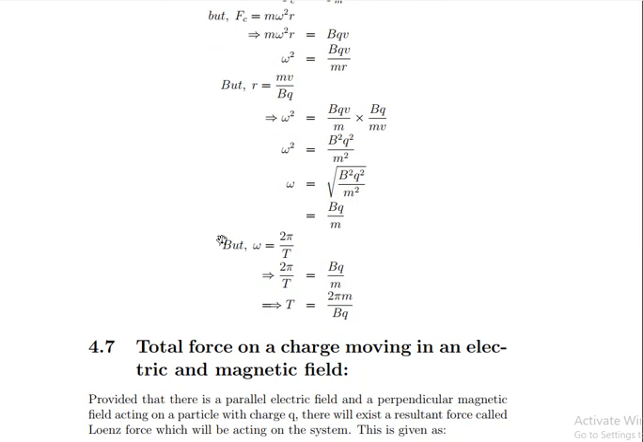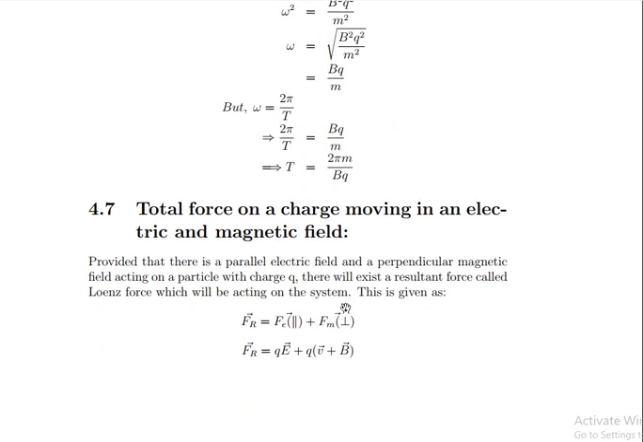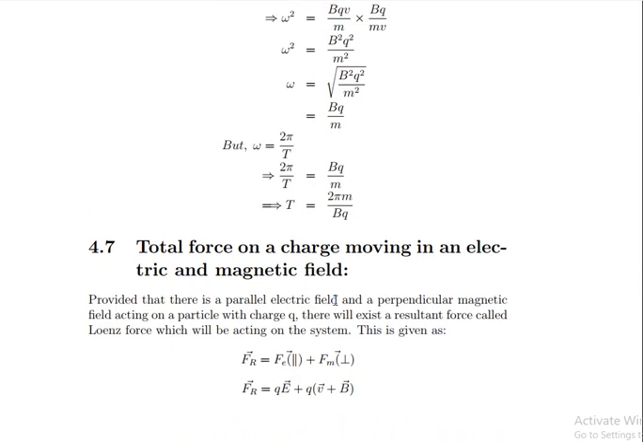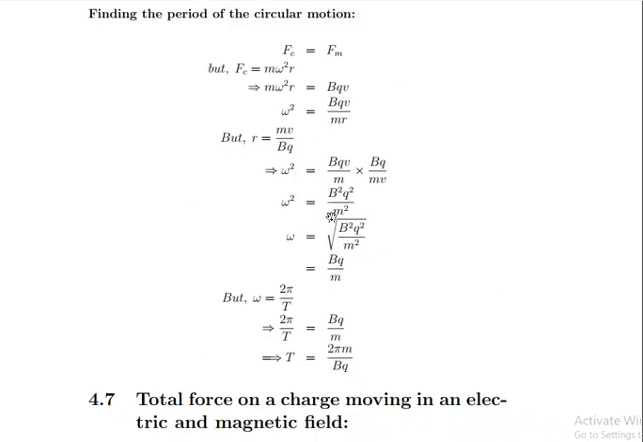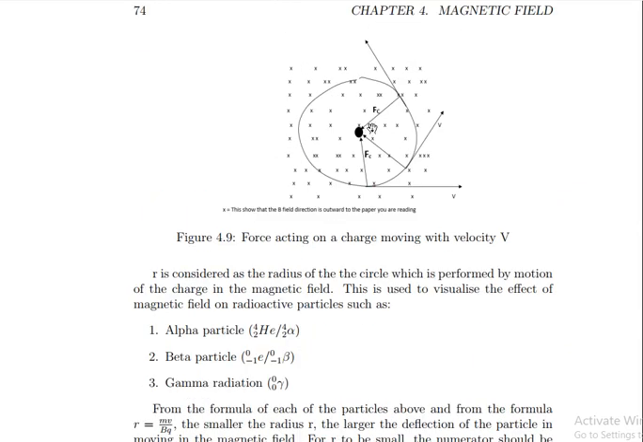Now we know that omega is equal to 2 pi over T, where T is the period, as seen in classical mechanics. So 2 pi over T is equal to B q over m. By cross multiplication, T is equal to 2 pi m over B q. So this is the period that this motion is going to have.